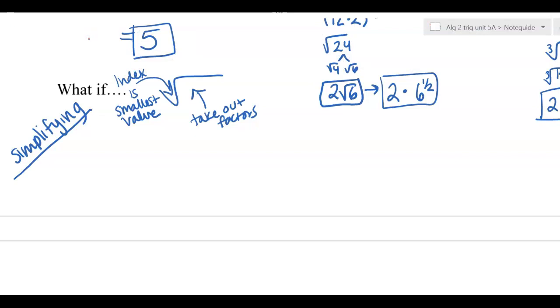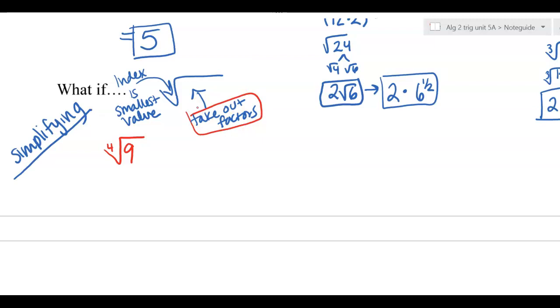So let's say I want to do the 4th root of 9, okay? Does 9 have a 4th root? Does it have 4 of the same factors? No. So before today, we would say that that's the simplest form because you guys have always been doing this, right? Taking out whatever factors you can from the radical.